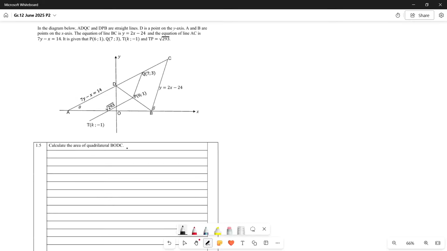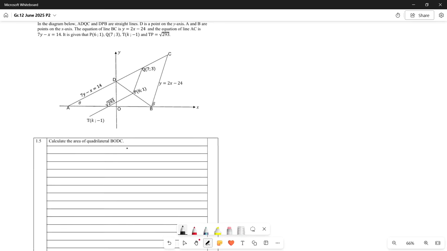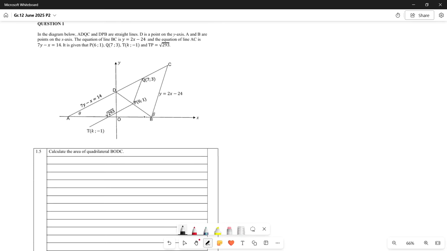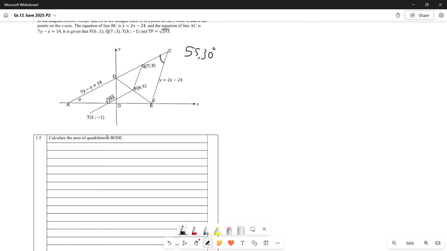So now we have question 1.5. It says calculate the area of quadrilateral BODC. Okay, so we just calculated angle C over here. That was 55,30. So they want the area of quadrilateral BODC.